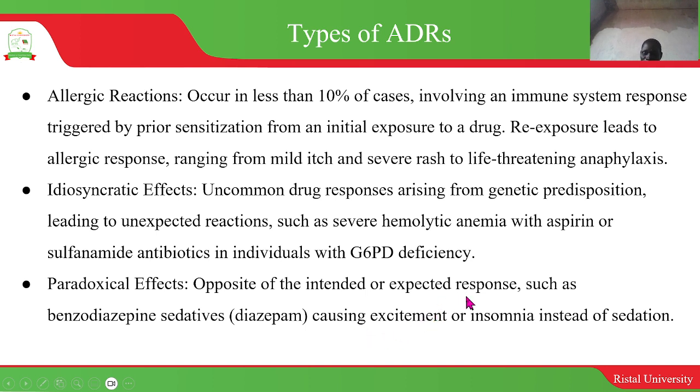But instead, in some people, what might happen is that we are giving a sedative with the aim of seeing that effect, to see the person become calm and maybe sleep. Instead, it causes the opposite: excitement or even lack of sleep. Insomnia means lack of sleep. Okay, so this is what we call paradoxical effects. Sometimes they happen with certain drugs and also with certain people.